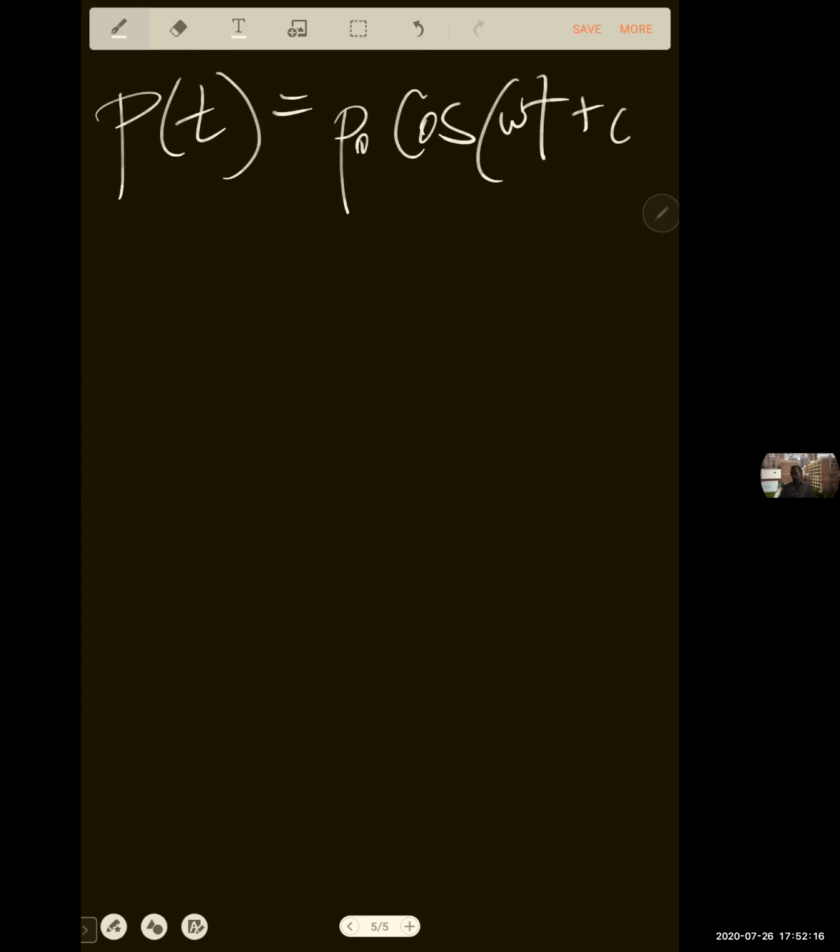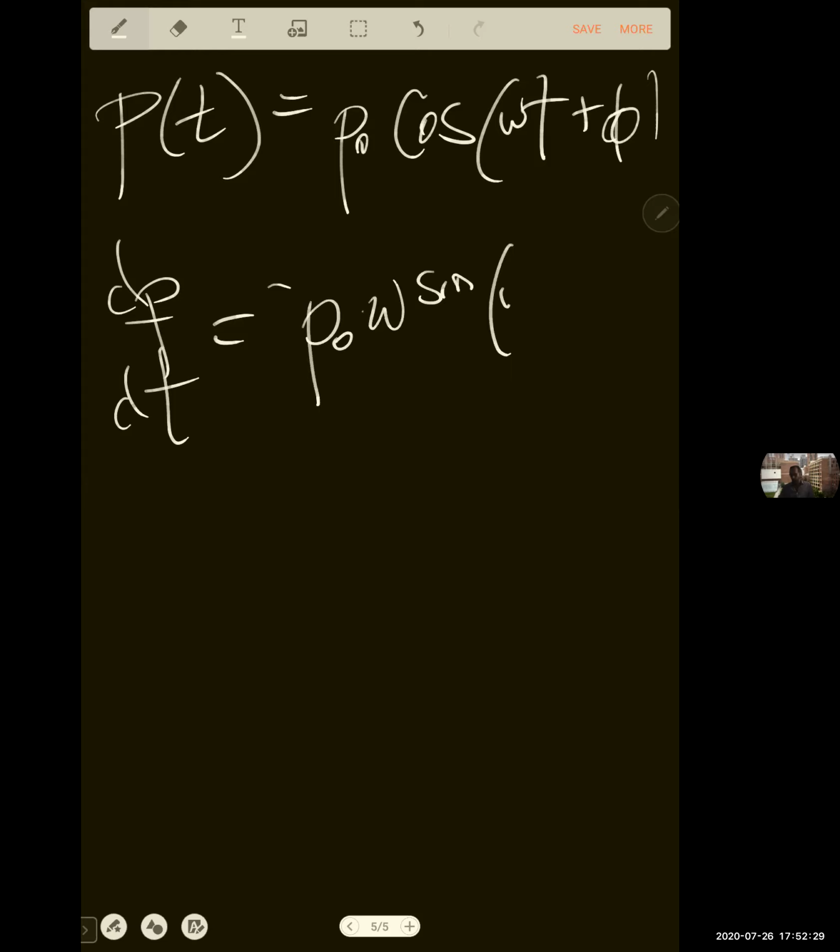We're assuming that P of t is our good old function that we've been studying in class. It's just using P instead of X or something, and we want to be very flexible about that kind of thing. So if we take the first derivative, we get negative P naught omega sine of omega t plus phi. Again, this is just a trigonometric derivative with chain rule, right? So the omega comes out and the negative sign comes because the derivative of cosine is negative sine.